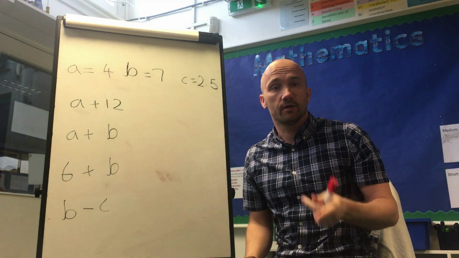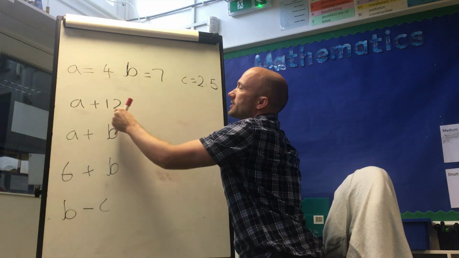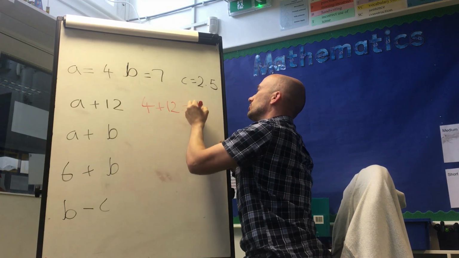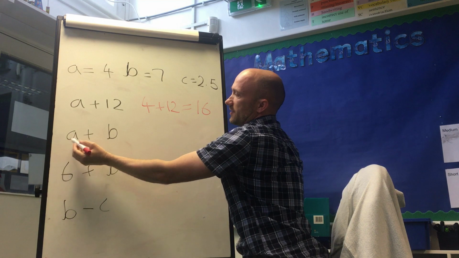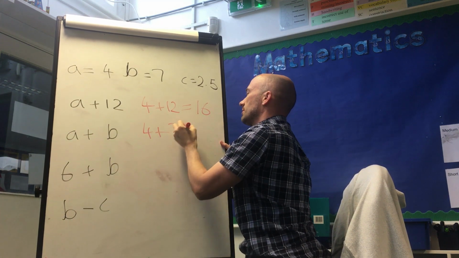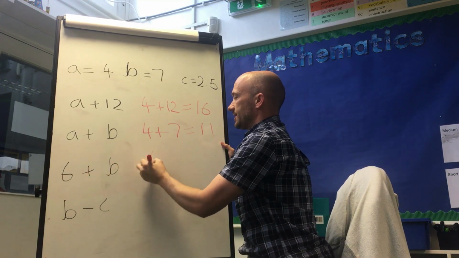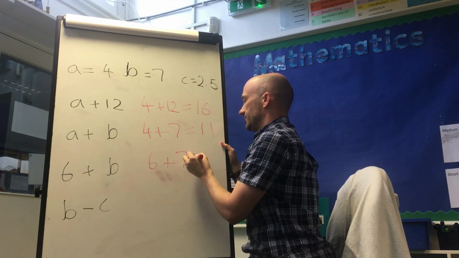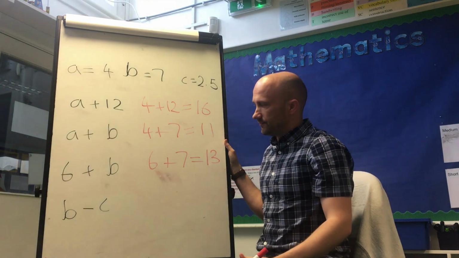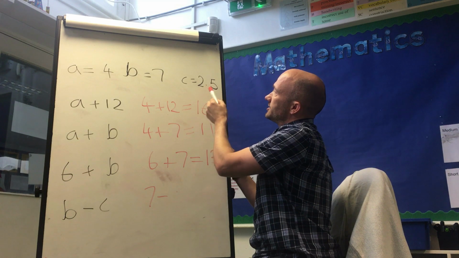Right, how did you get on? Hopefully really well, but let's double check our answers to make sure. a plus 12, so it's 4 plus 12 equals 16. We have a plus b, so 4 plus the value of b, which is 7, equals 11. We've then got 6 add b, we know b is 7, so that's 13. And then our final one, b, which is 7, subtract c, which is 2.5.